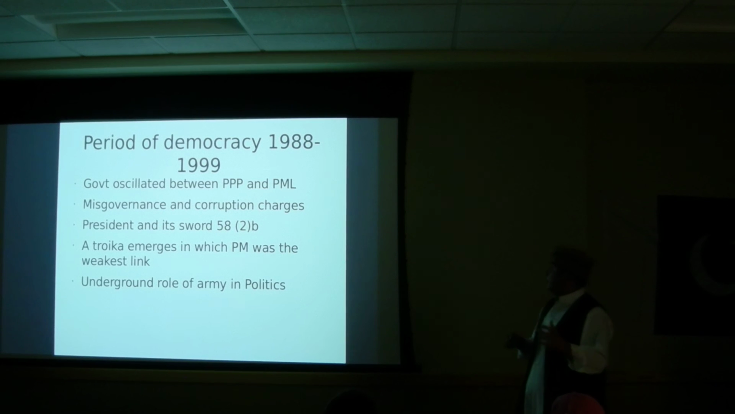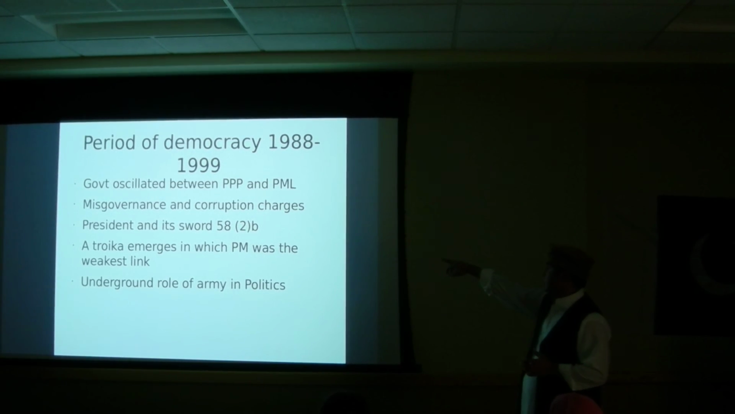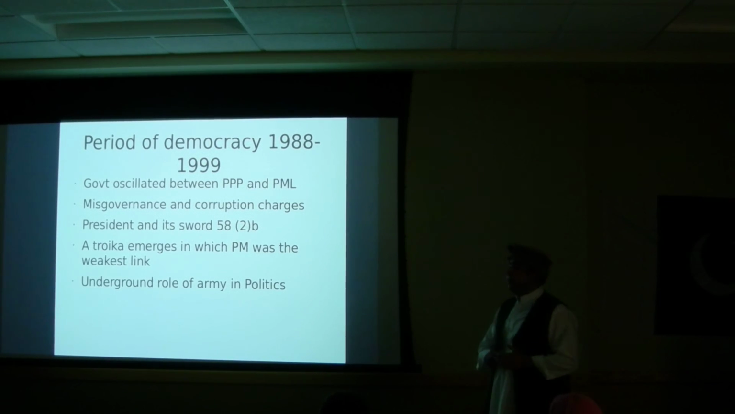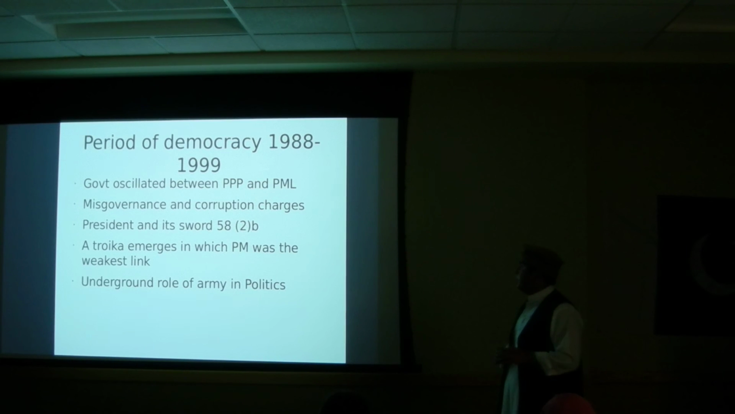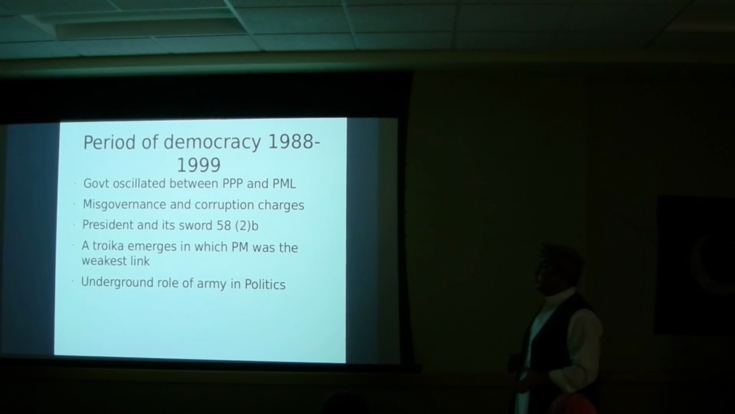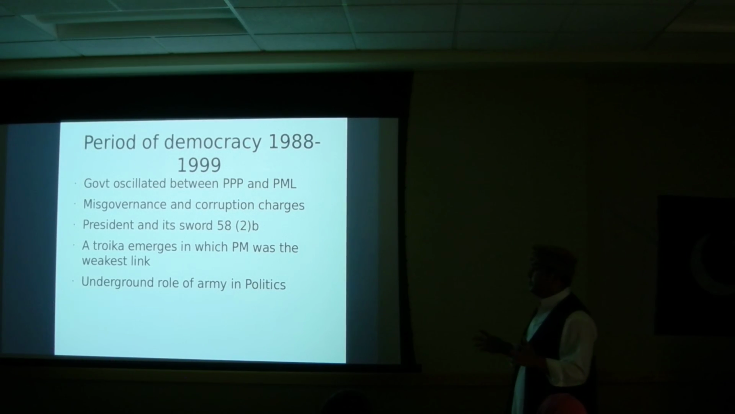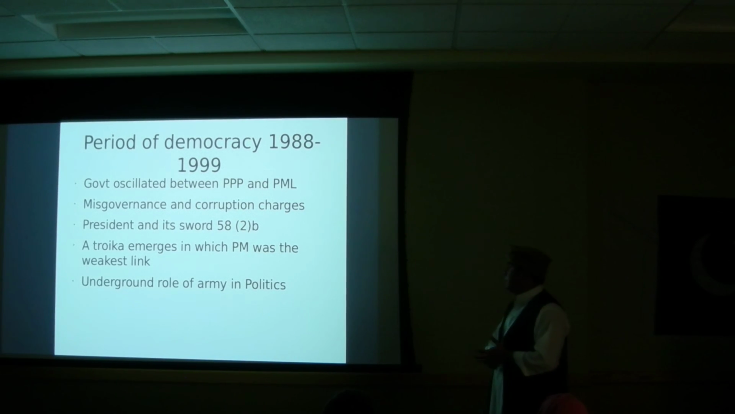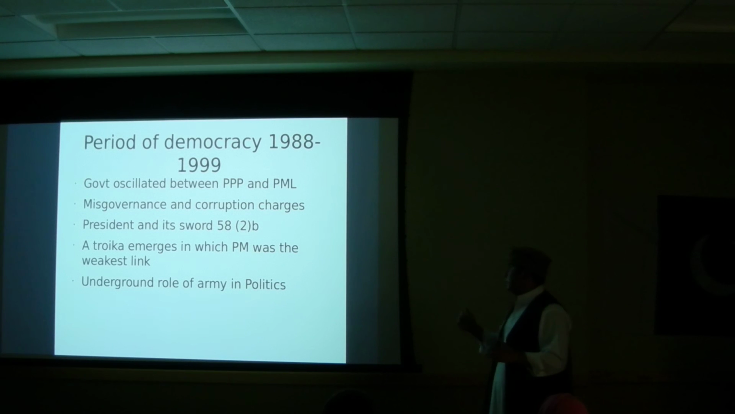Now, after he dies, democracy comes again, and for 10 years, 4 times the parliament was dissolved because of an article in the constitution, which was inserted by the dictator to have control over the government. And the president used to dissolve the National Assembly after 2 or 3 years because of misgovernance, corruption charges, and self-interest. And at that time, a trilogy emerged between the Prime Minister, President, and Army Chief. The Army Chief was the strongest one, second was the President, and third was the Prime Minister.